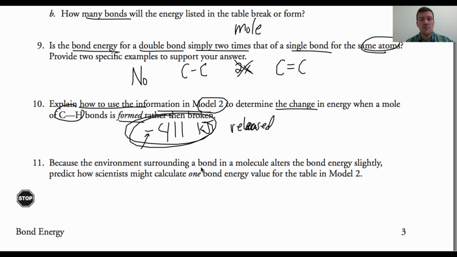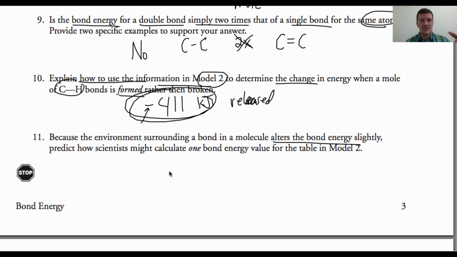Because the environment surrounding a bond in a molecule alters the bond energy slightly. Remember, we just said this in the little reading portion there. The environment surrounding a bond is going to alter that bond energy slightly. How do scientists then calculate one bond energy value for the table up there in Model 2?